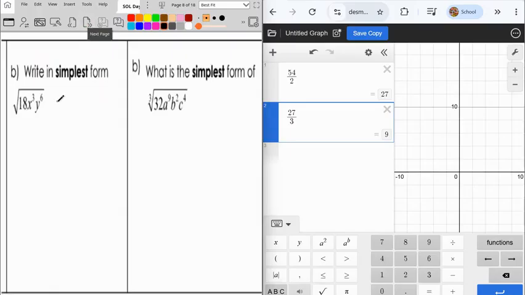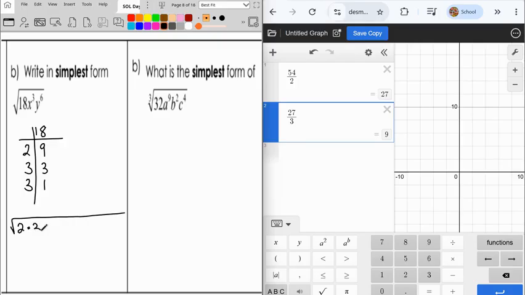Okay, our next problem, write in simplest form. This time we have both a number and variables. We'll do the factor tree for 18. 18 divided by 2 is 9. 9 divided by 3 is 3. 3 divided by 3 is 1. Now we stop. Under the radical, we're going to expand.